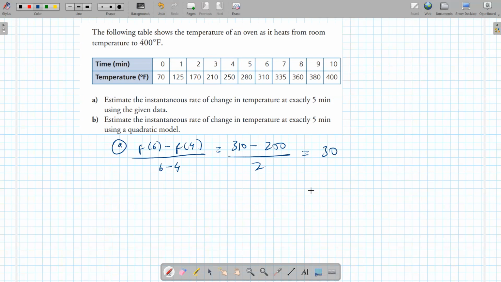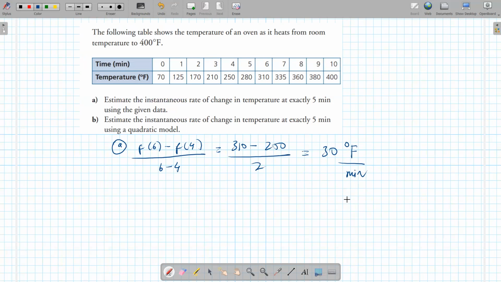What's our y value? What does it represent? Temperature. So we have degrees Fahrenheit. What about the x? Minutes. So there you go. That's going to be the units. And that's the answer to part A.